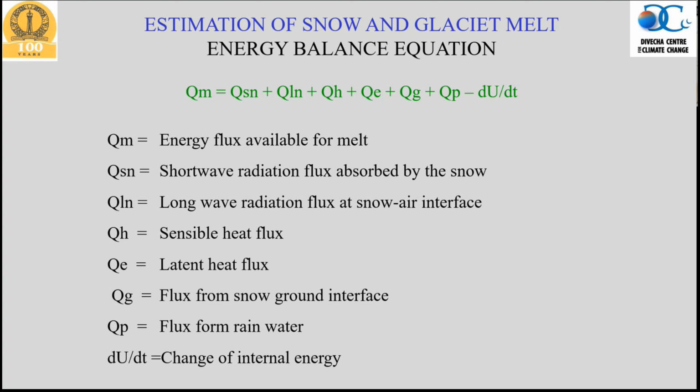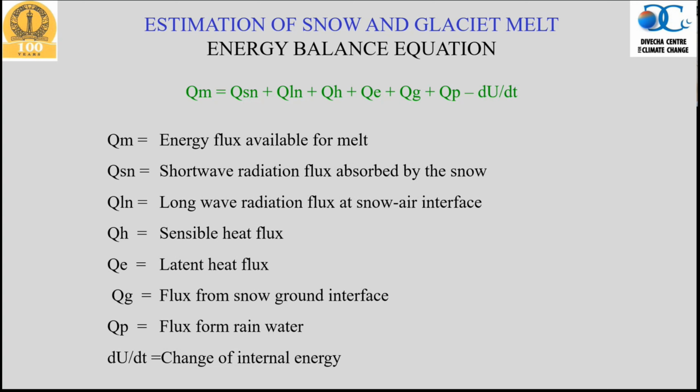That means how much short wave radiation flux is available, incoming from the sun, and how much of it is absorbed by snow. So here comes the albedo, or a reflector, whatever way you want to characterize it. So it is how much is absorbed by snow. Then the long wave radiation flux at the snow and ice interface or snow and air interface.